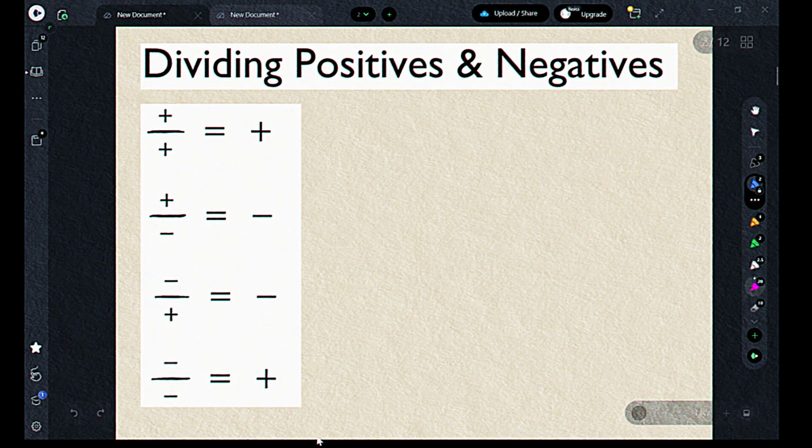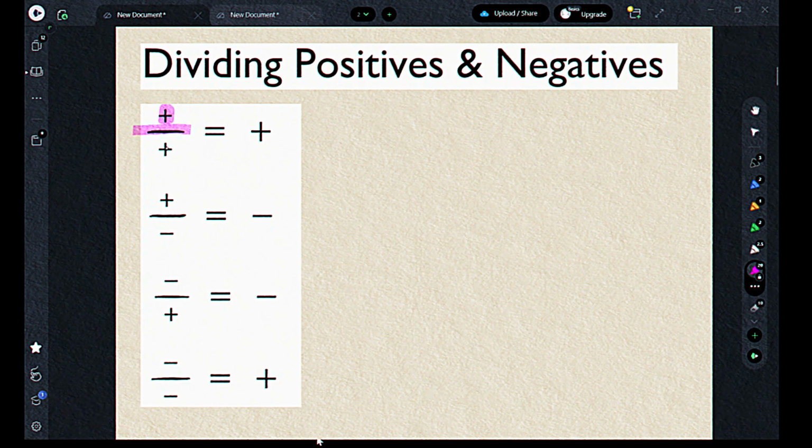So let's see. We've got positive. This is a fraction, so this means divided by another positive. A positive divided by a positive always equals a positive. Positive divided by a negative always equals a negative. A negative number divided by a positive number always gives us an answer that's a negative number. And then the last one here, a negative divided by a negative, gives us an answer that's positive. Okay, those are the 4 cases.